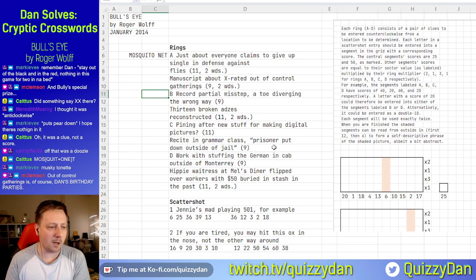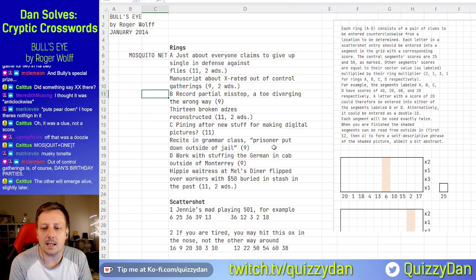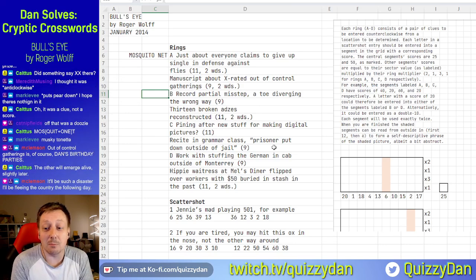I've got B. Record partial misstep. A toe diverging the wrong way. How are you all getting along with this one? I have it. It's my favourite. The other will emerge alive slightly later.